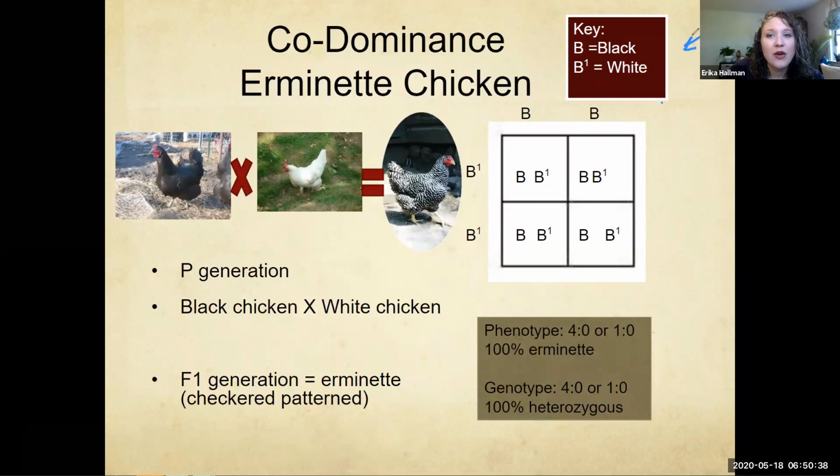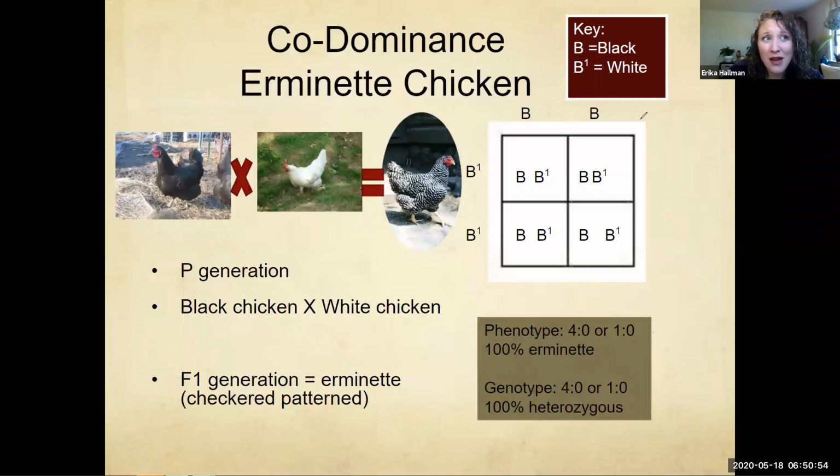Now, what I'm going to do is use the letter B to represent black, and I'm going to use the letter B with a little 1, and all that means is B prime, all right? Now, let's take a moment just to think about this. If I make a key, it does not matter what letters or what symbols I use.